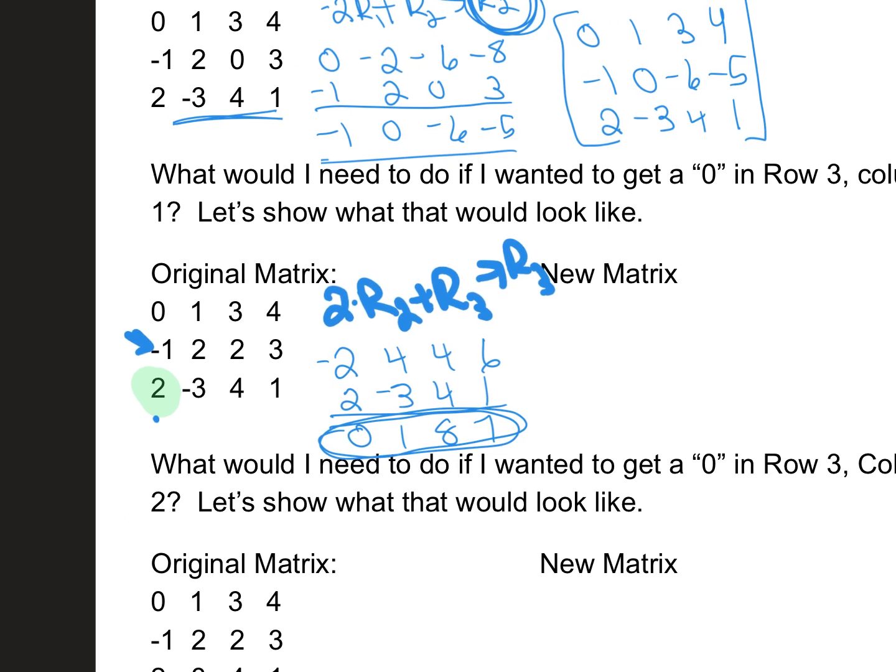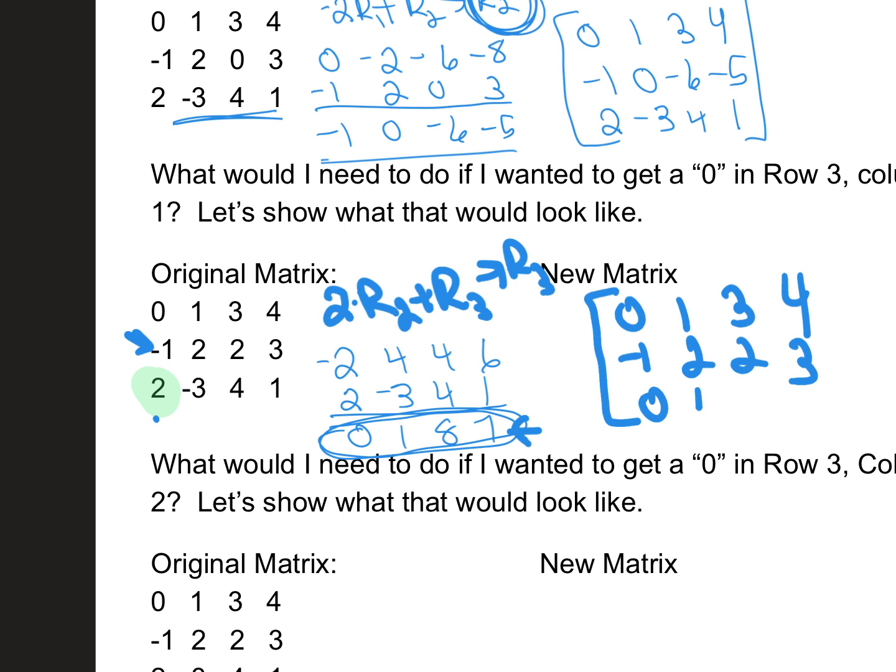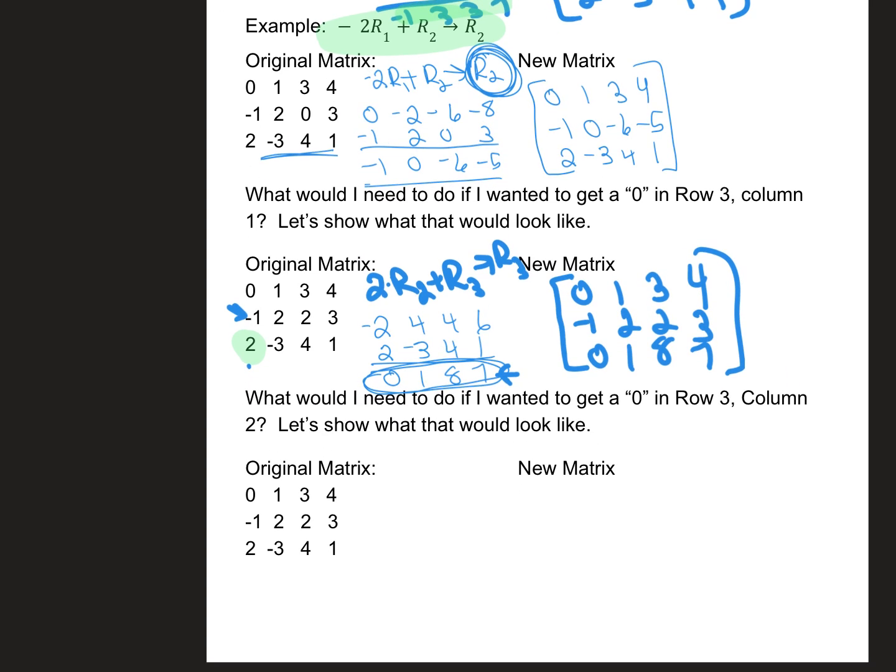Okay, so our new matrix, again, the only row that's going to change is row 3. So 0, 1, 3, 4 stays the same. -1, 2, 2, 3 stays the same. Our only row that changes is row 3, and now we have a 0 in that lower left-hand corner, which is what we want. Okay, so let's try that kind of logical thinking again.